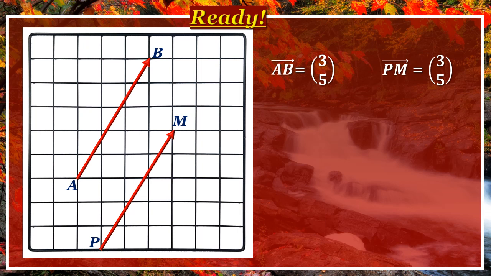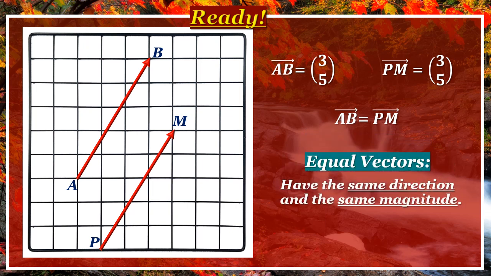What do you notice about the vector AB and PM? They're the same. So AB is equal to PM, and this is what we describe them as: equal vectors. Equal vectors have the same direction and the same magnitude.